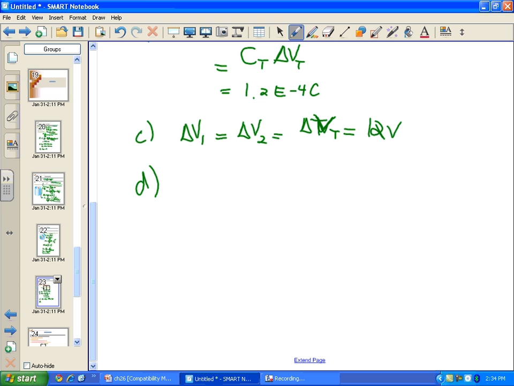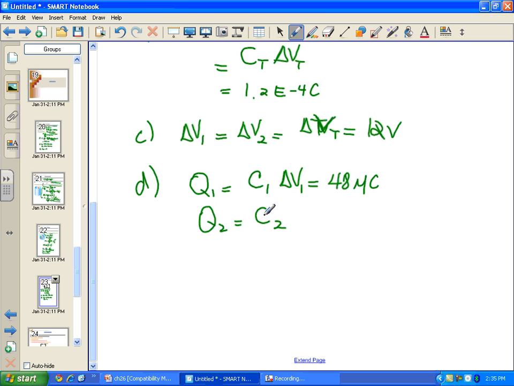Lastly, we're asked to determine the charge on each capacitor. Well, Q1 can be determined by taking C1, which we know, 4 microfarads, and multiplying by delta V1, which we know is 12 volts. This gives us 48 microcoulombs. Q2 we obtain using the same product, but this time C2 times delta V2. Well, C2 is 6 microfarads, delta V2 is 12. This gives us a value of 72 microcoulombs.